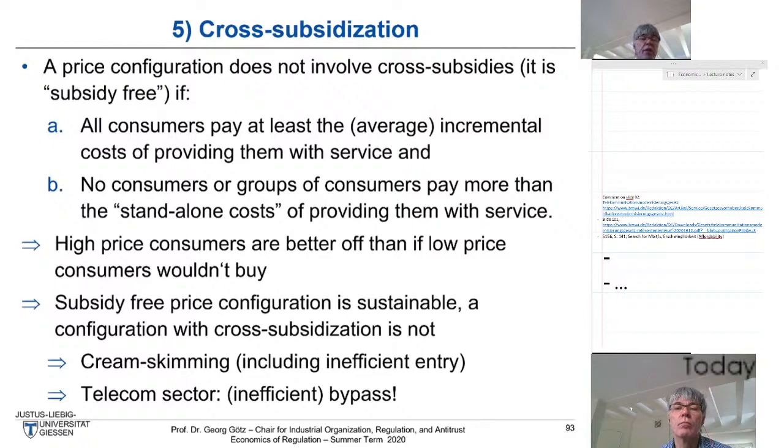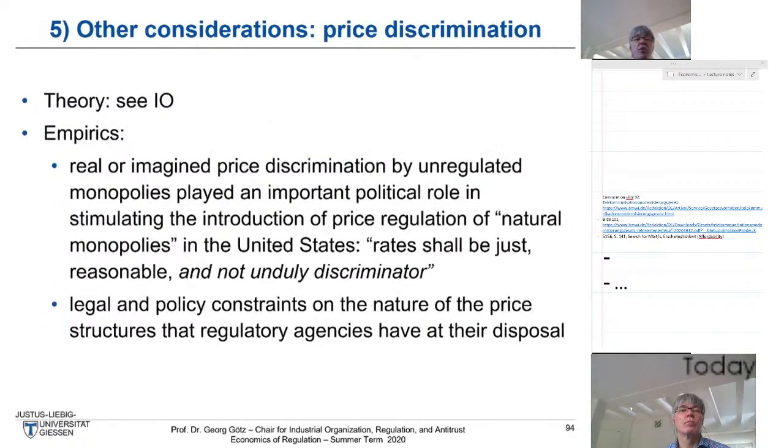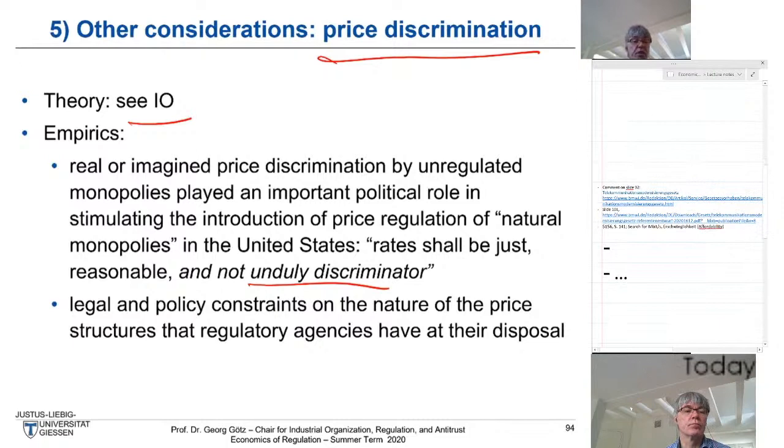Okay, move on. This is just a reminder. I had that previously, that you had these problems once you allow for entry. There are other considerations. I don't want to go into detail here, like price discrimination. For price discrimination, I just want to refer you to the industrial organization course. But the point is here, regulation typically wants to prevent price discrimination. Just an example here, DB Netz, the infrastructure manager of Deutsche Bahn, is not allowed to treat its sister companies like DB Regio, the regional public transport company, or the long distance passenger train company, DB Fernverkehr, differently from other companies like DB Freight.